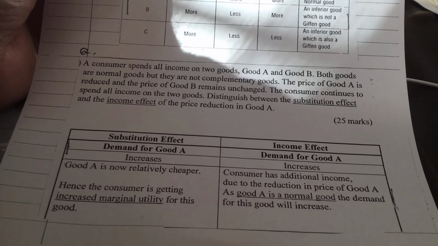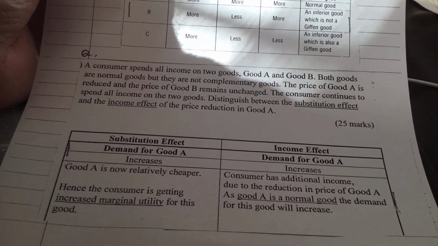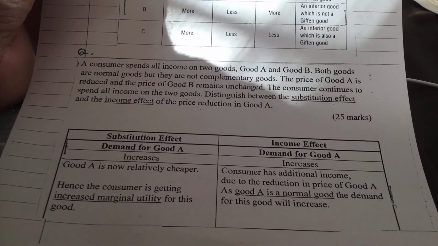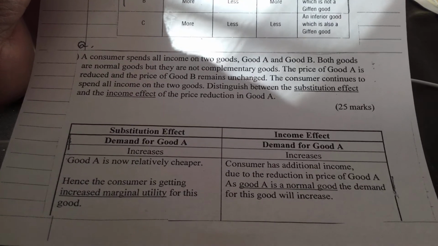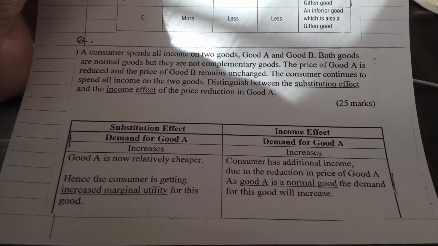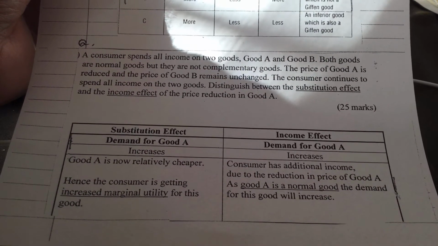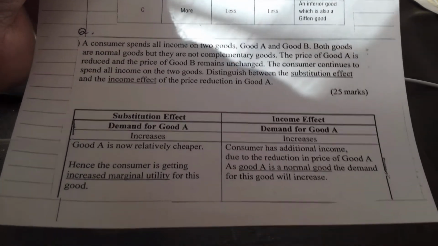The price of good A is reduced and the price of good B remains unchanged. The consumer continues to spend all his income on the two goods. Distinguish between the substitution effect and the income effect of the price reduction of good A.